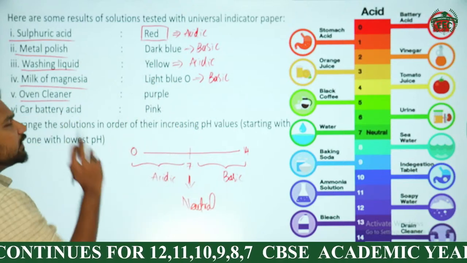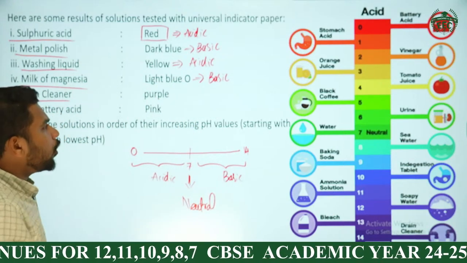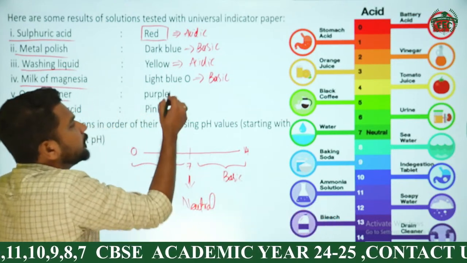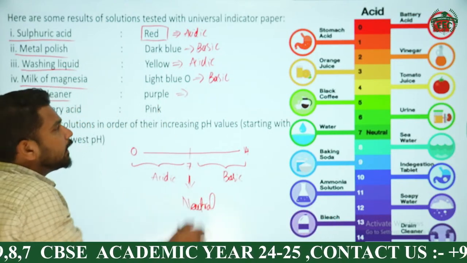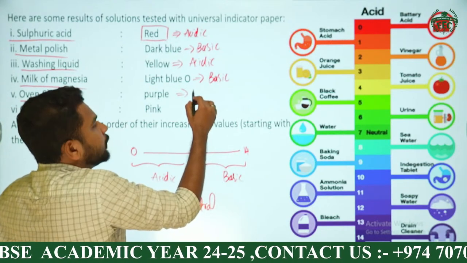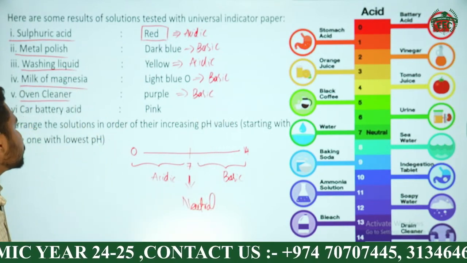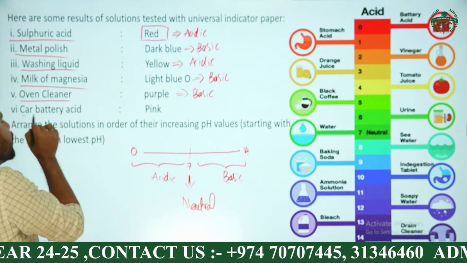And oven cleaner is purple in color. If it is purple in color, it will be that much basic in nature. Very good. Basic in nature. And what about car battery acid?